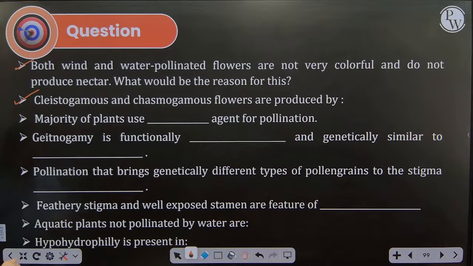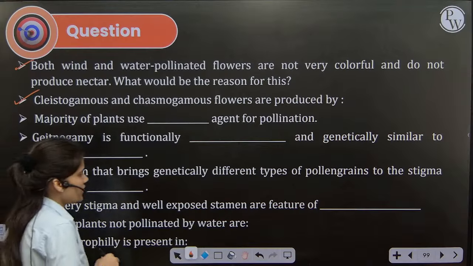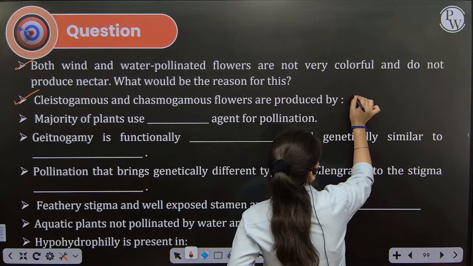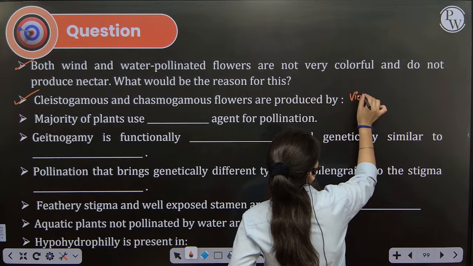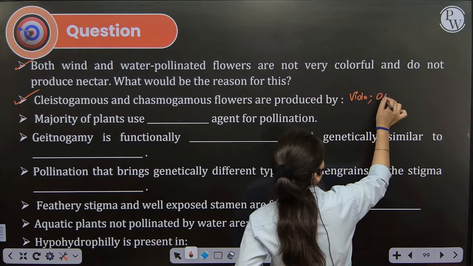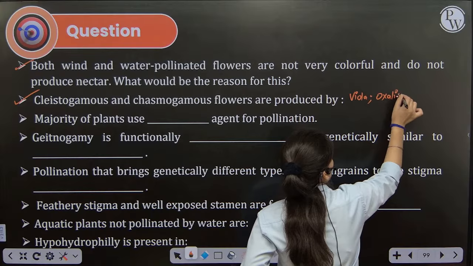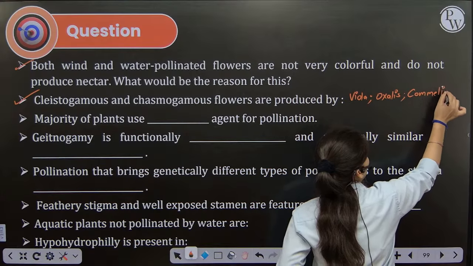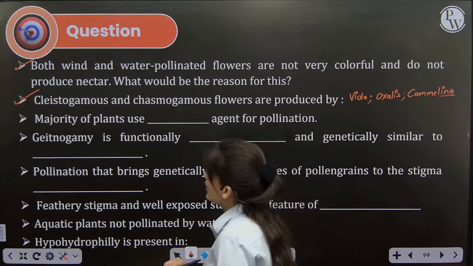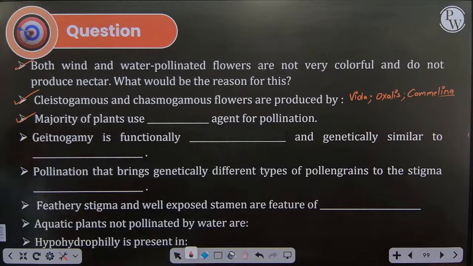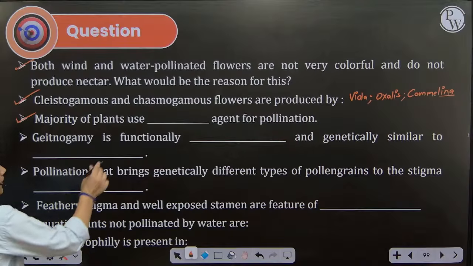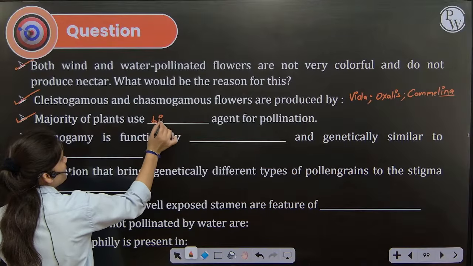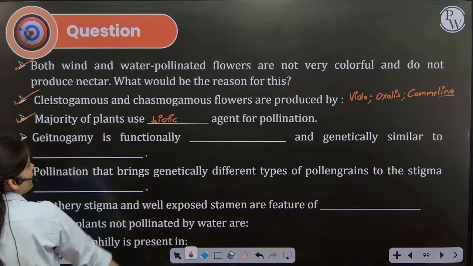Cleistogamous and chasmogamous flowers, they are produced by, example is Viola, Oxalis and Commelina. Majority of plants, they use which agent? Is it biotic or abiotic? Majority of plants use biotic agents for pollination.